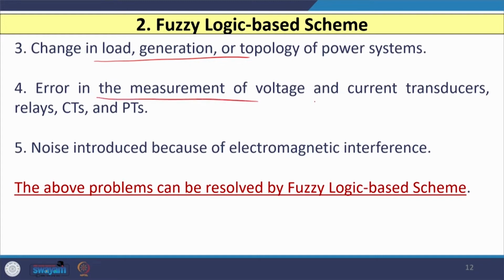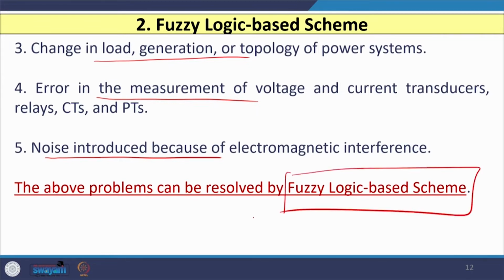Errors in the measurement of voltage and current transducers, maybe errors in the relays, errors in the current transformers and potential transformers, also affect the accuracy of the relay. And finally, the noise introduced because of electromagnetic interference also needs to be taken into account. So, all these 5 problems can be easily resolved if we go for a fuzzy logic based protection scheme.